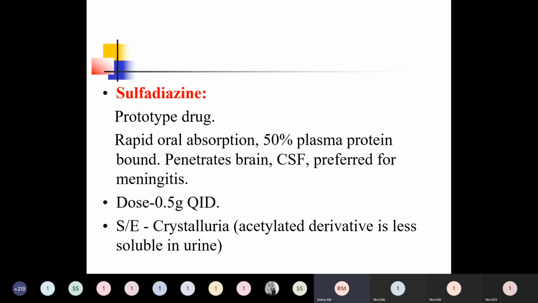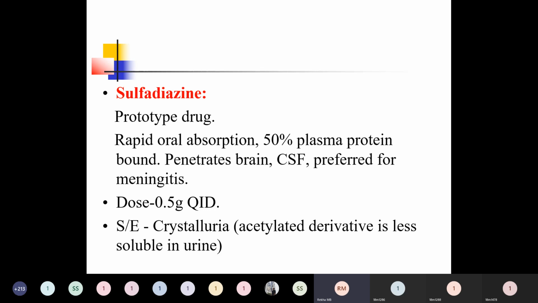Coming to the individual drugs, the first one is sulfadiazine. It is the prototype drug. It is rapidly absorbed from the gut and it is rapidly excreted, and therefore its duration of action is shorter. Its plasma protein binding is 50%. It crosses the blood-brain barrier easily and attains high concentration in the CSF.